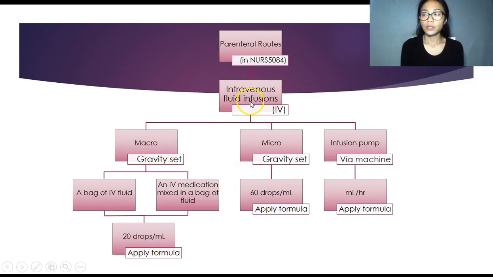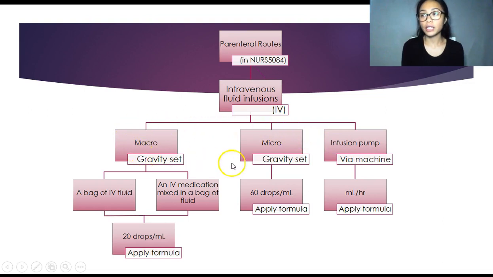Now, under intravenous fluid infusions, we branch off into these. Let's start here: a macro set and a micro giving set. You'll see here I've put that these are both gravity sets. What that means is that the fluid is going to run through the use of gravity. This is as opposed to the one here on the right, which is an IV fluid administration or fluid infusion through an infusion pump. It uses a machine to regulate how fast or slow the infusion will run.